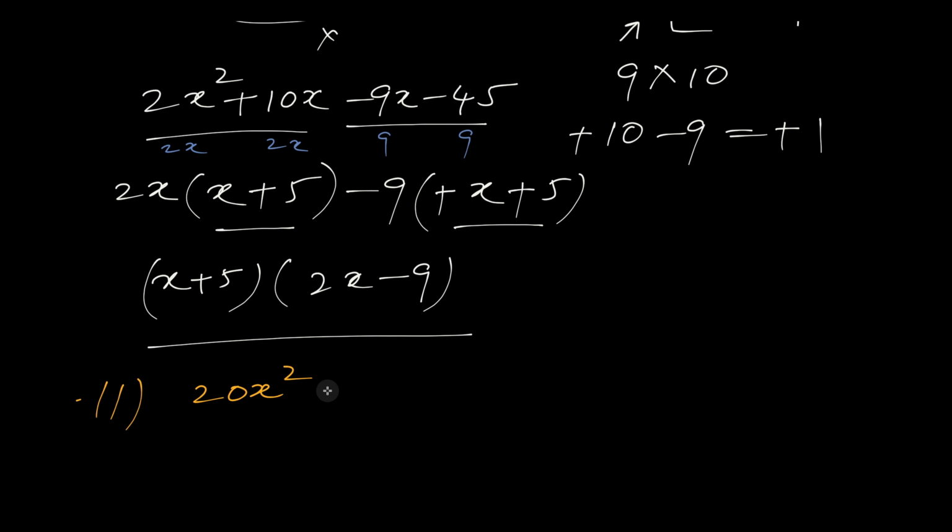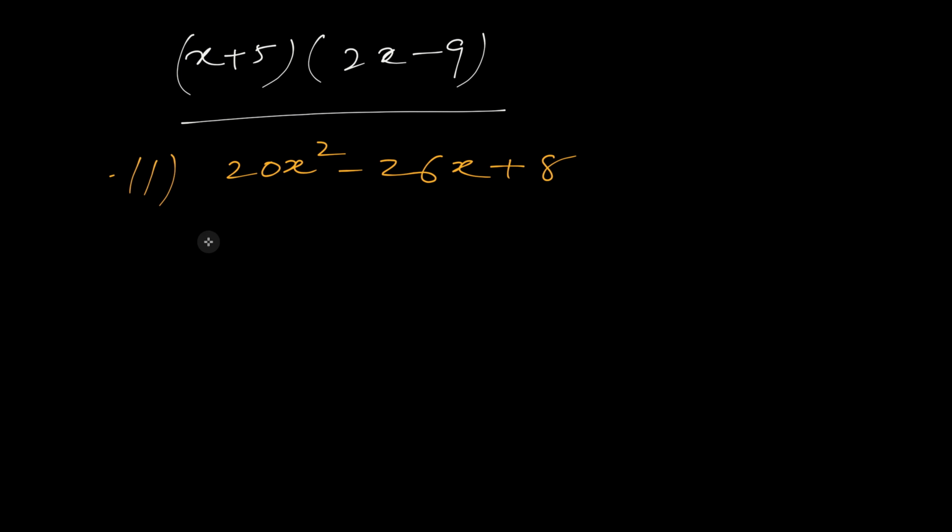20x² minus 26x plus 8. Let's move this screen upward. Now we have to take these two numbers, 20 and 8, which is 20 into 8, but we have to add or subtract to get 26. Here, if we add or subtract these two numbers, 20 and 8, it is going to be 28 but not 26. So I'm going to split these numbers.